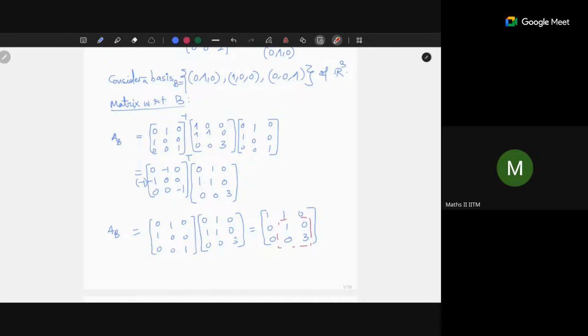So now what do we do? We leave out the first column because the first column is done. The first row also we remove. We leave out the first row.